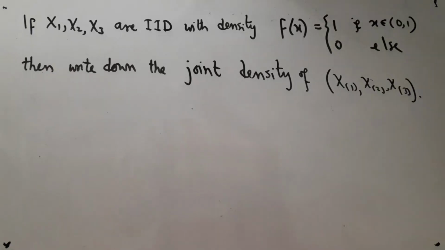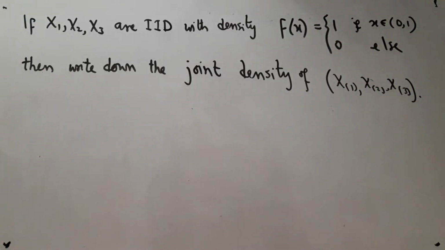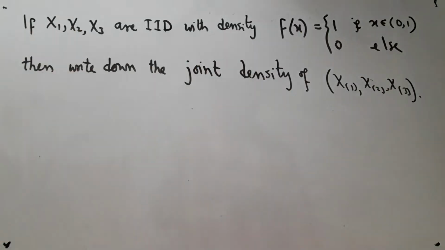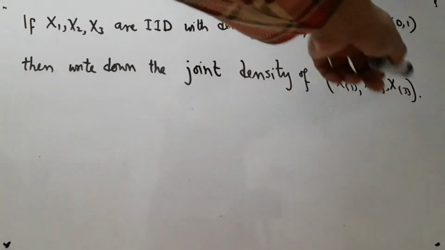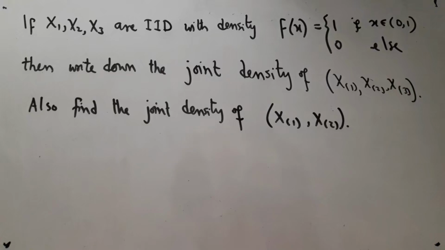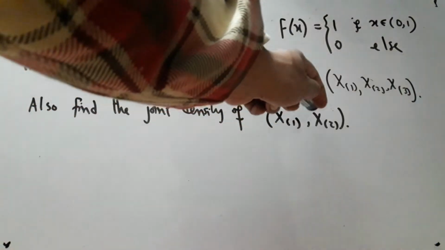In this exercise, I give you X1, X2, X3 IID with this density. It is uniform over the unit interval. You have to write down the joint density of X1, X2, X3. And then you have to integrate over x3 to find the joint density of only X(1) and X(2).